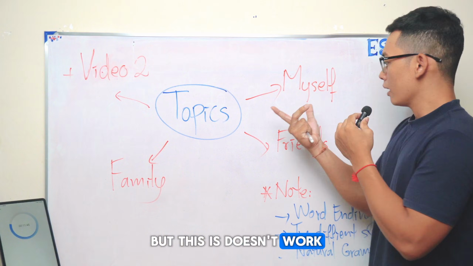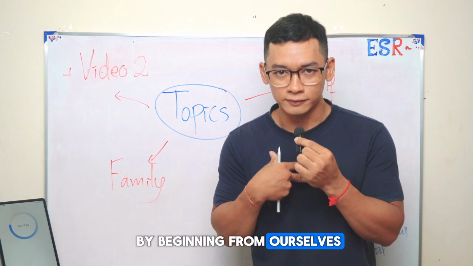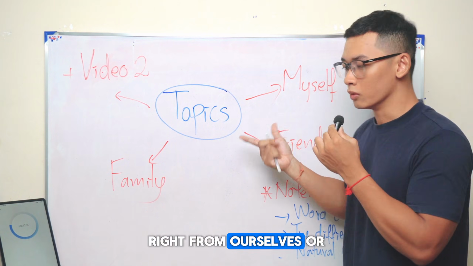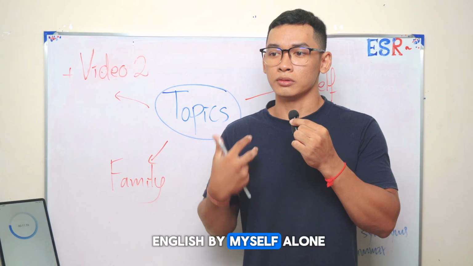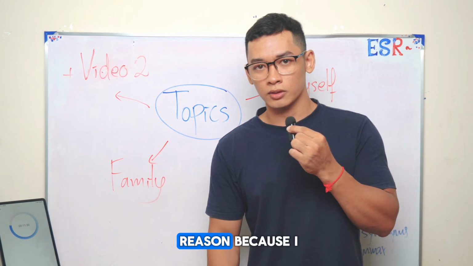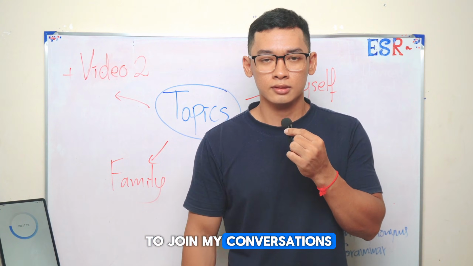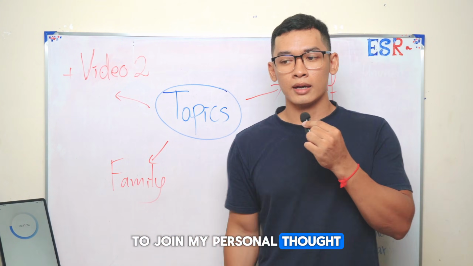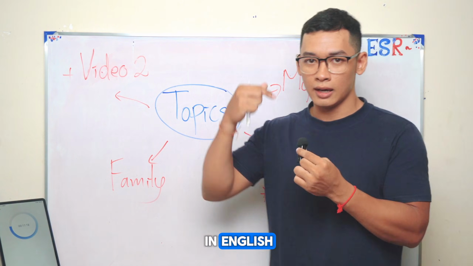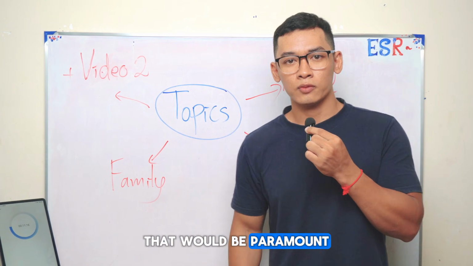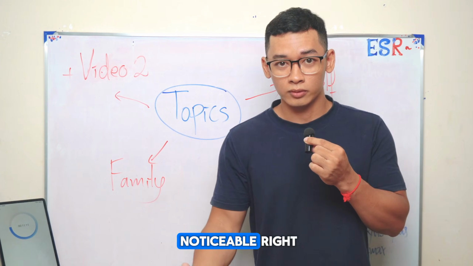But it doesn't work. So that's why we have to speak English by beginning from ourselves, right? From ourselves, or from myself. So here, I begin to talk in English by myself alone every single day. The reason is that I do not really have time to ask someone to join my conversations, to join my personal thoughts, my sharing ideas, whatever. So having ourselves talk in English would be paramount. That would be salient. That would be significantly noticeable, right?